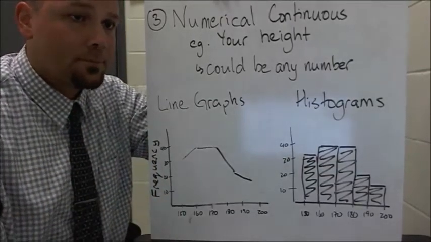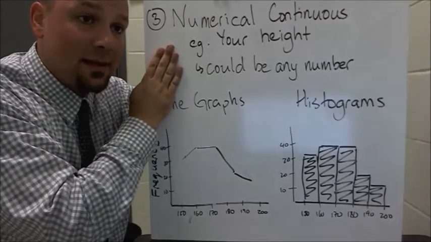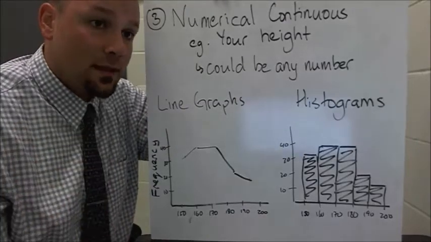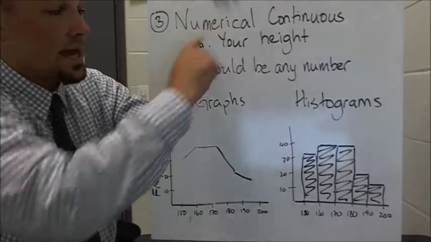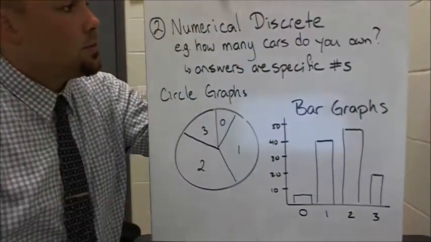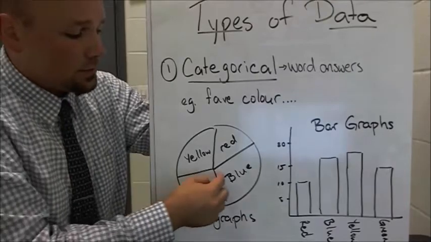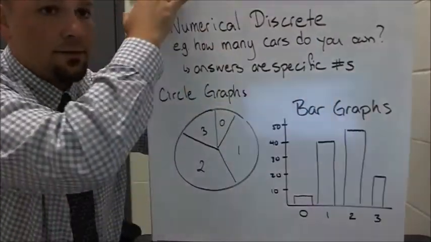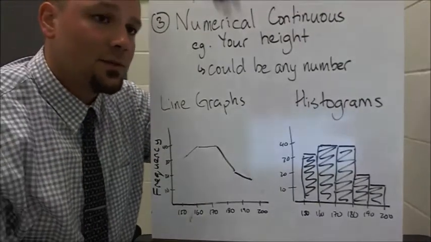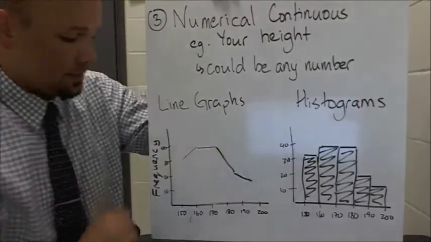All right. Now it's important that you have an example of continuous data in your survey because continuous data requires different types of graphs, right? Both numerical discrete and categorical use circle or bar graphs, right? That was fine. This one doesn't use circle and bar graphs. This one uses either line graphs or histograms, all right?